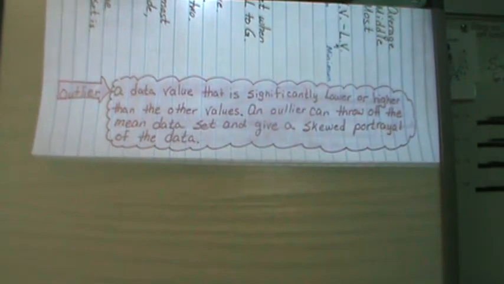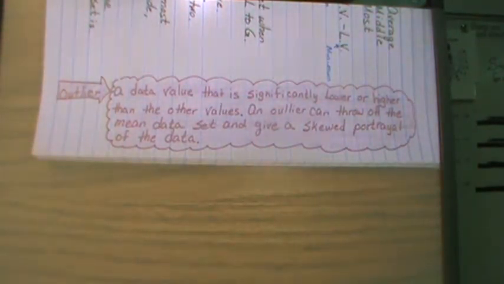Now, there's one little guy, and I wrote him sideways to make sure that we understood what an outlier is. An outlier is going to mess with your data, so you have to be careful whenever you deal with an outlier. An outlier is a data value that is either significantly lower or higher than all of your other data values. An outlier can throw off the mean data set and give a skewed portrayal of the data.